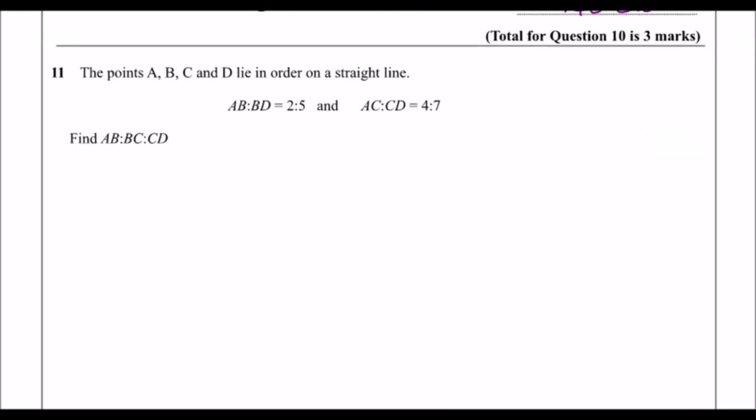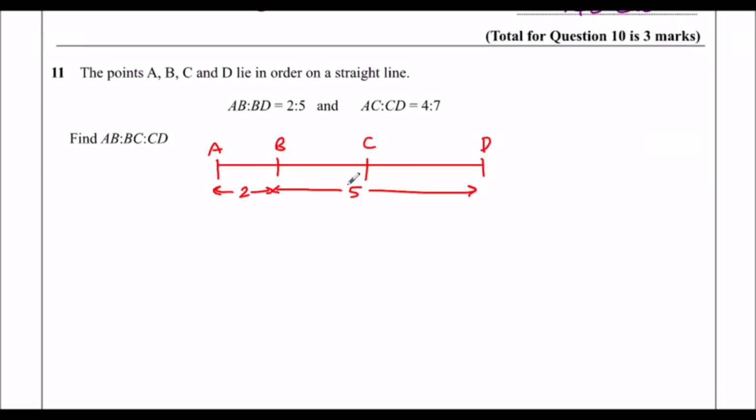Question 11. The points A, B, C, and D lie in order on a straight line. The ratio of AB to BD is 2 to 5, and AC to CD is 4 to 7. So we've got a straight line with 4 points A, B, C, and D. AB to BD is 2 to 5, so 2 parts and 5 parts. AC to CD is 4 to 7. So A to C is 4 parts and C to D is 7 parts.